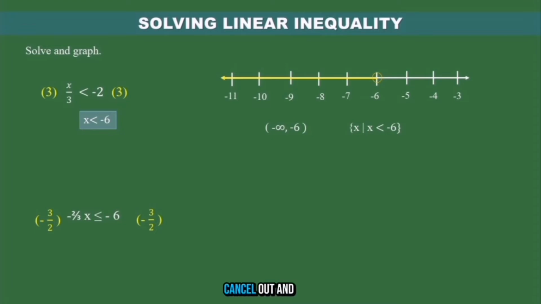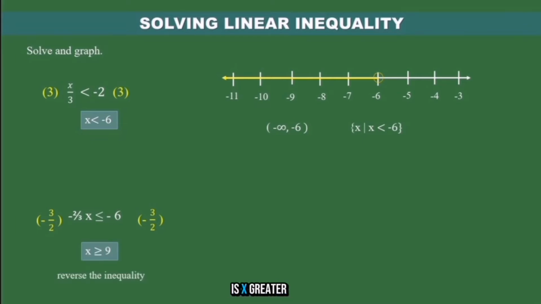On the left, they cancel out, and we have the remaining x. But remember, since we are multiplying by a negative number, we must reverse the inequality sign. So we have x greater than or equal to negative 6 times negative 3/2. Now let's simplify it. Negative 6 times negative 3 is 18, divided by 2 is positive 9. So the solution is x greater than or equal to 9.